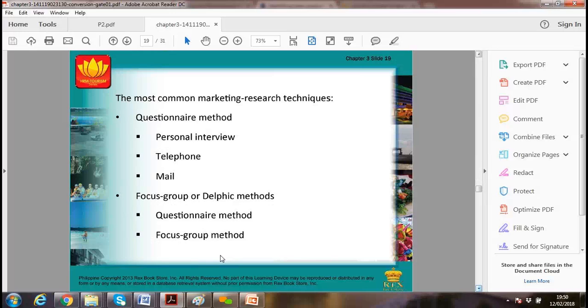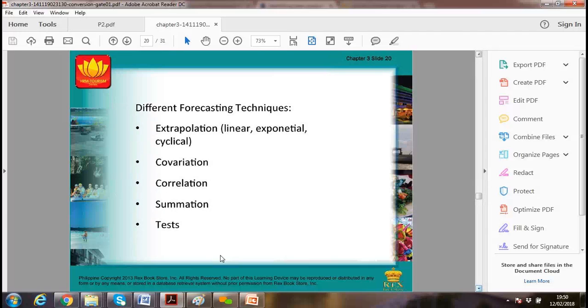So for marketing research, we can use the questionnaire method, personal interview, telephone, mail, focus group, and the Delphi method. Normally it is like a 360-degree approach. We can ask all the stakeholders. That's called the Delphi technique as well, where we are not excluding anyone, so we get the full set of views.